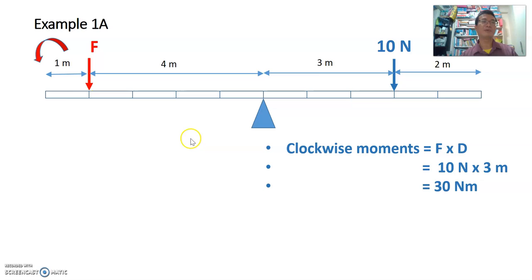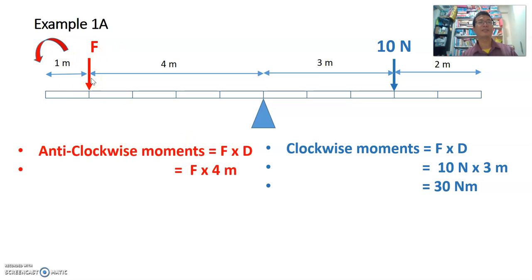Now, the anti-clockwise moment indicated by the red is also F times D, but it's rotating in the other direction. So, force times 4 meter. All right. Now, take note that we are using only this distance, which is from the force to the pivot, 3 meter. The 2 meter is not involved in the calculation. Also on the left hand side, take note that we are using force times distance. We are using the 4 meter in the calculation. The 1 meter is not used in the calculation at all.